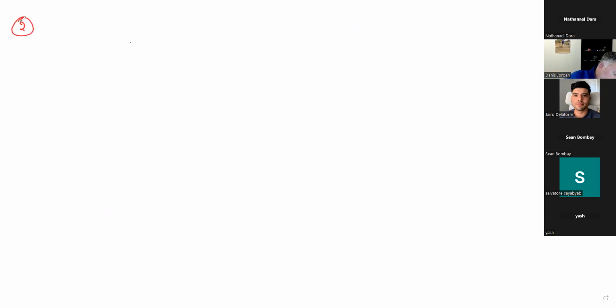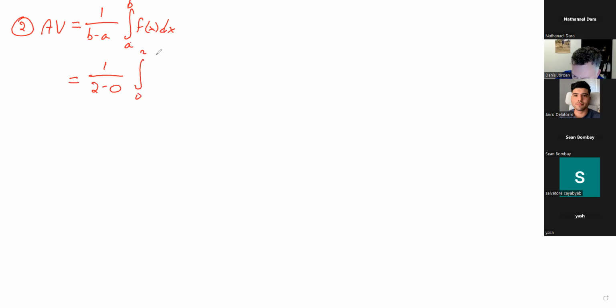Find the average value of the function over the given interval. So average value has a real specific formula. Remember what that was? It's 1 over b minus a, and then the integral with the bounds of the function. Okay, so we're going from 0 to 2. So b is 2, a is 0, and the function is x e to the x squared.